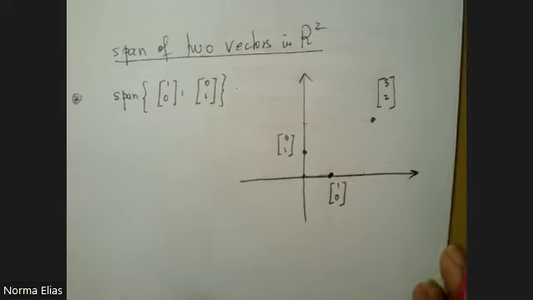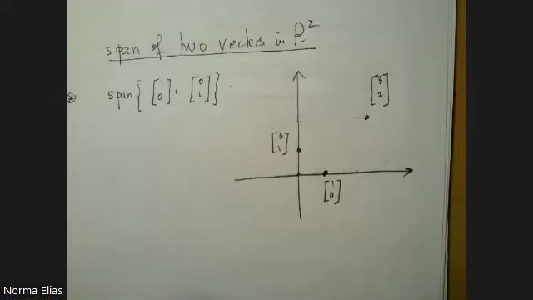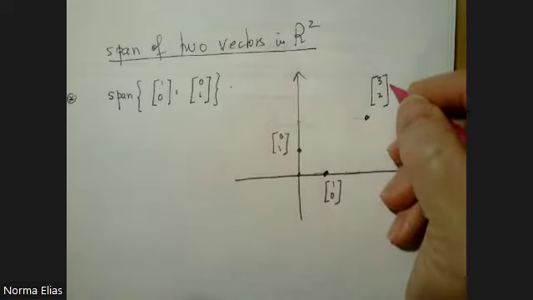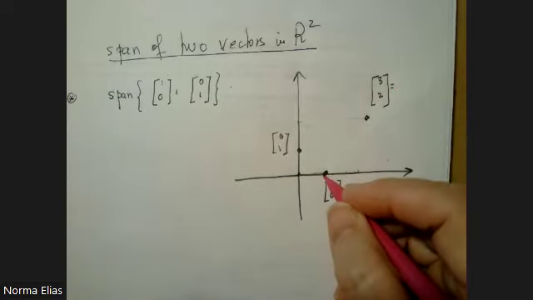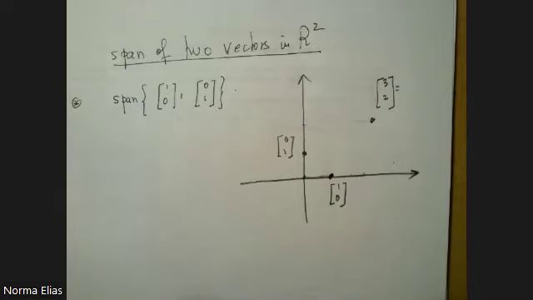Okay, is the vector (3, 2) a linear combination of (1, 0) and (0, 1)? Yes or no? If yes, give me the linear combination. If no, tell me why not. Can I write (3, 2) as a scalar times (1, 0) plus a scalar times (0, 1)? What do you think?